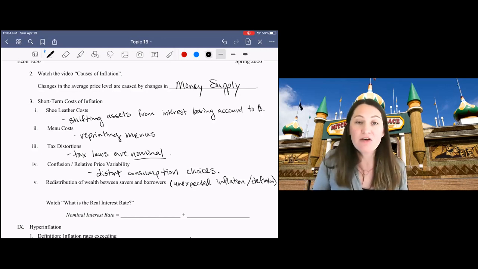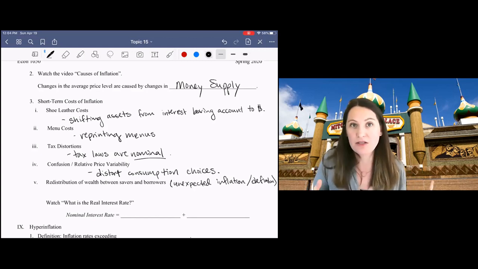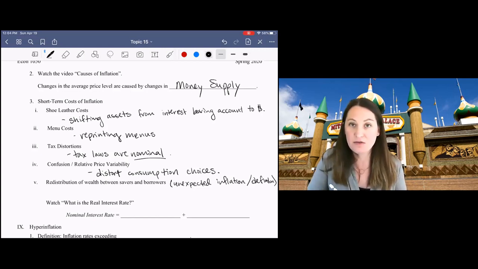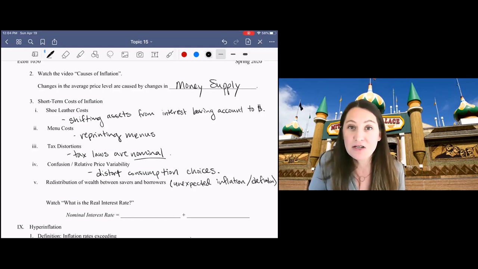I'm gonna have you guys watch another short video about this just to kind of hammer this home, and also to show you the difference between what we mean by nominal interest rates and real interest rates. All right, so go watch the video on the real interest rate and how inflation affects transactions between borrowers and lenders in the loanable funds market, and then we'll come back for one last concept.